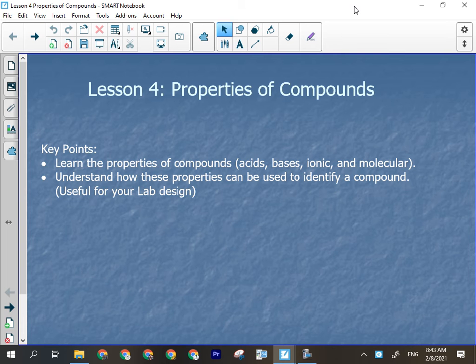So this lesson, our key points: learn the properties of compounds. That would be acids, bases, ionic compounds, molecular compounds, etc. And understand how those properties can be used to identify a compound, which will be useful when you're designing your lab.